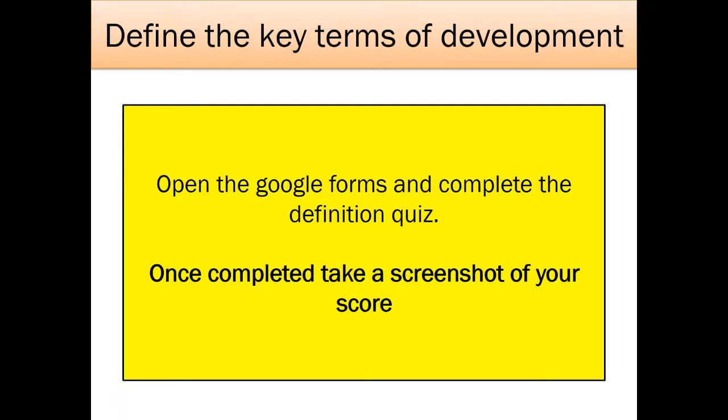So our first learning objective of the lesson is to define the key terms of development. To do this, you're going to open Google Forms and complete the definition quiz. Once you've done that, can you take a screenshot of your score? So just pause the video now, open up your Google Forms and complete the Google Forms quiz, please.